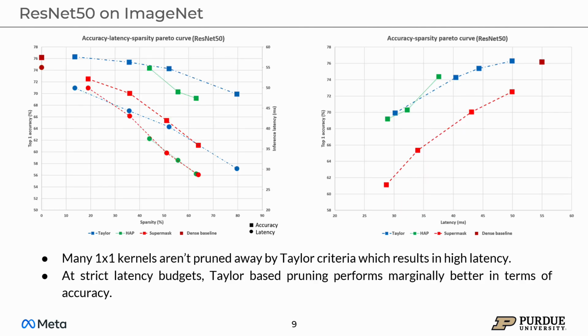We also tried this on ResNet 50 on ImageNet, and what we found first was that many one-by-one kernels aren't pruned by the Taylor criteria as compared to the other methods, and this results in high latency. As you know, one-by-one kernels are not very efficient on edge hardware, which is the root cause for this high latency. But because the Taylor criteria performs well on accuracy, we find that at strict latency budgets, the Taylor-based criteria still performs marginally better in terms of overall accuracy.